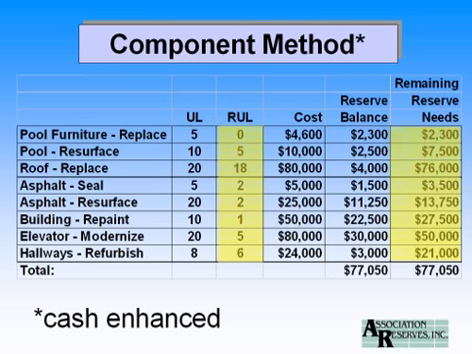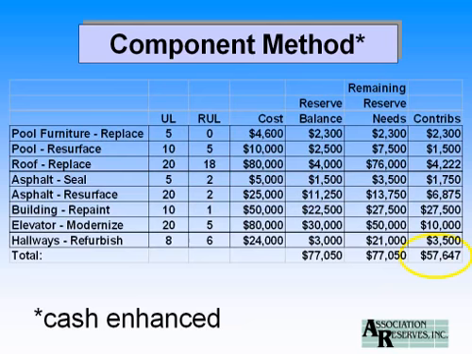With this adjustment, the calculation is a little different. Instead of the replacement cost being divided by the useful life, in this enhancement, the amount that remains to be collected is divided by the number of years until the component is to be replaced, meaning the remaining useful life. The result is that appropriate reserve contributions are now calculated to be $57,647 per year, a very big increase.